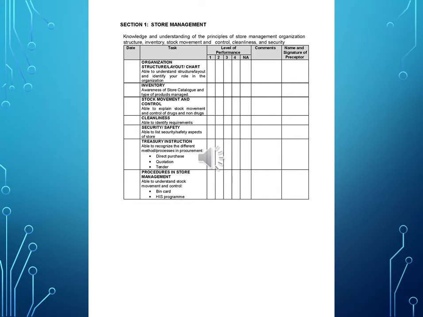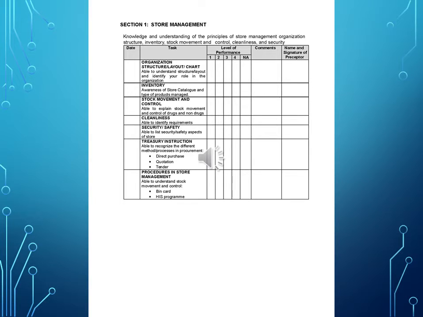Section 1. Store management. Knowledge and understanding of the principles of store management, organization, structure, inventory, stock movement and control, cleanliness and security. Date, task, level of performance, comments, name and signature of preceptor. Organization structure, layout, chart: able to understand structure and layout and identify your role in the organization. Inventory: awareness of store catalog and types of products managed. Stock movement and control.